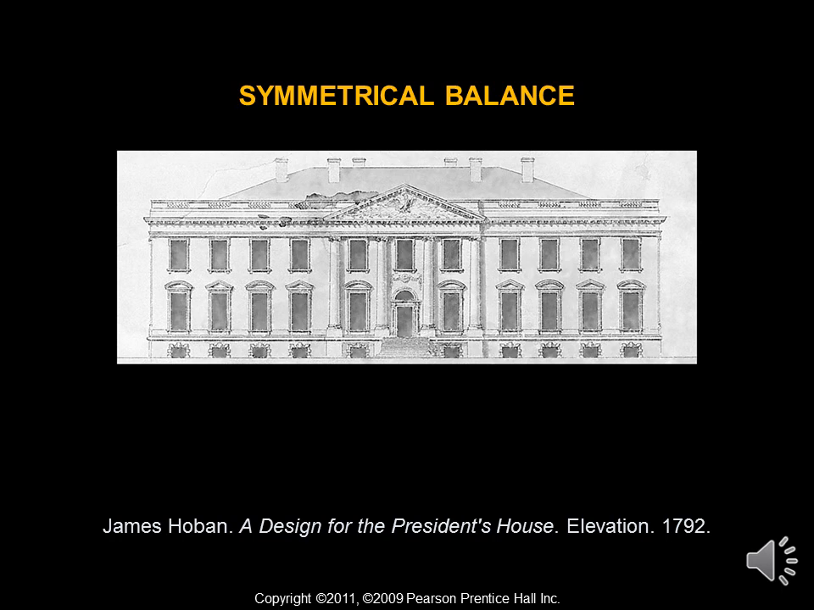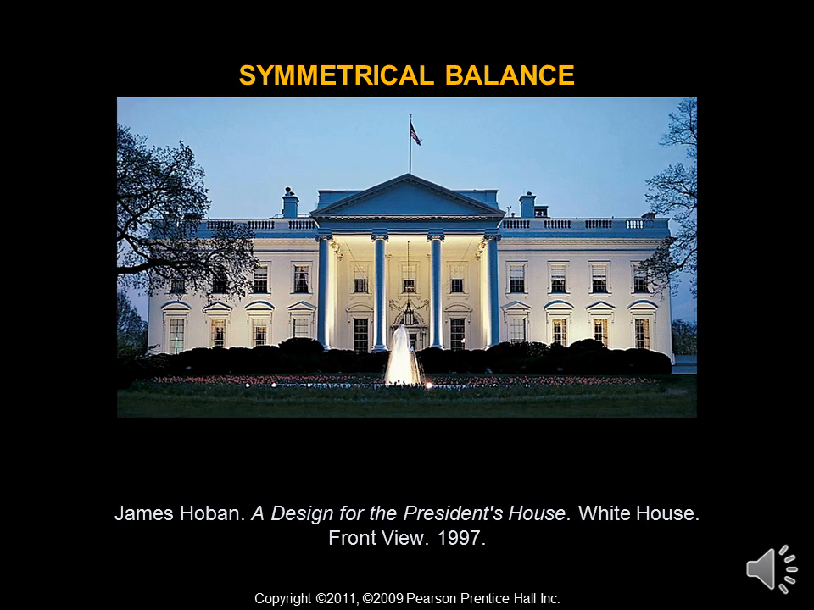As you can see in this design for the President's House from 1792 from James Hoban. That sketch eventually became what we know as the White House today. Here you see a symmetrically balanced three-dimensional object. The first one was the sketch, of course, so that's the two-dimensional composition.